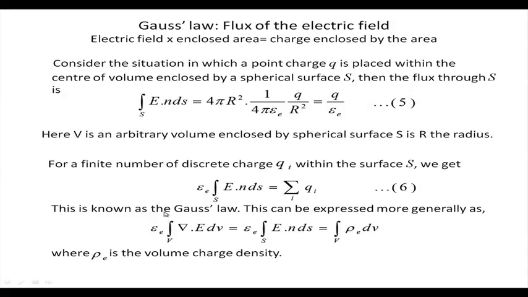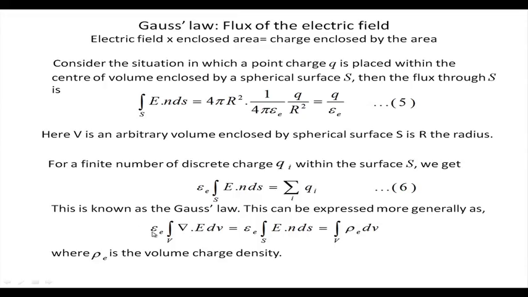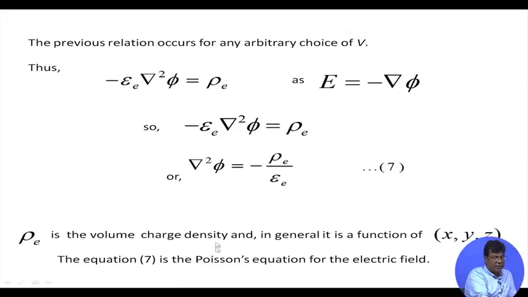Now, if we apply the Gauss divergence theorem, that means we convert the surface integral to a volume integral. So, the divergence of E dV is integrated over the whole volume, equal to the integral of rho E, which is called the volume charge density.